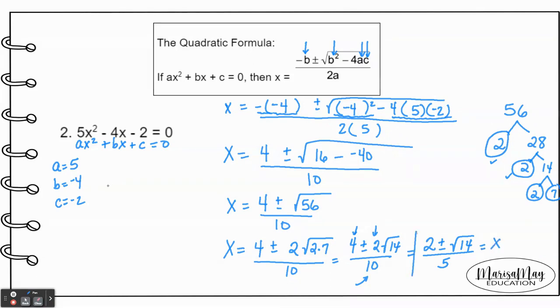This is my solution for the quadratic formula here for this quadratic. Notice this is as far as I can go unless I wanted a decimal. Sometimes you might want a decimal, but a lot of times we don't. So we leave it like this with our square root simplified. All right, one method to go. That's completing the square. Let's take a look.